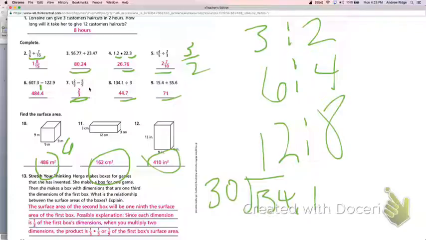This one, Haruga makes boxes for games that she's invented. She makes a box for 1 game. Then she makes a box with dimensions that are 1/3 the dimensions of the first box. What is the relationship of the surface areas between each box? So, right, let's just start over here real quick.